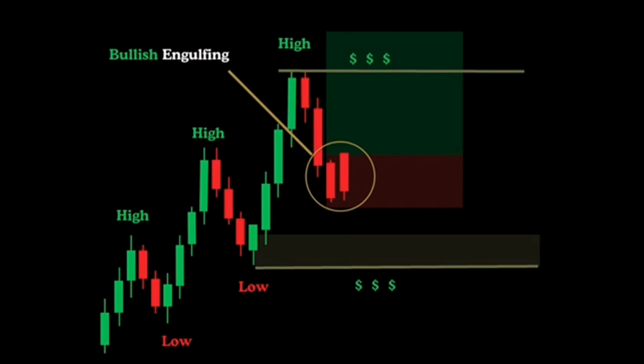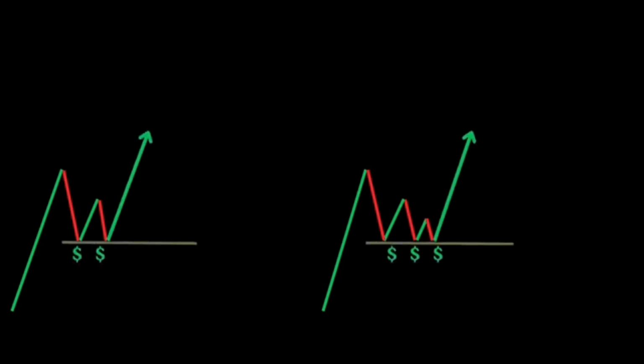So, if a demand zone exists beneath this candlestick, we wait for price to reach our zone before initiating a buy trade. Liquidity appears in various forms within the market, but we primarily focus on equal highs and equal lows. As the term implies, equal lows occur when multiple low points align at roughly the same level, and likewise, equal highs form when price peaks are positioned at similar levels.